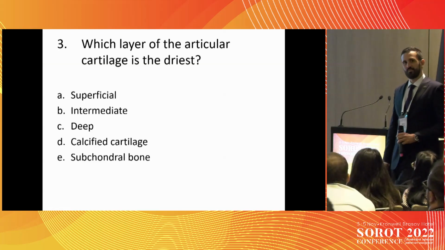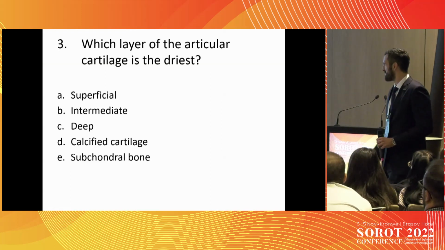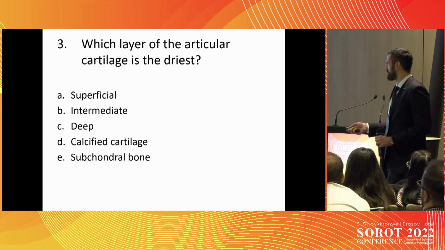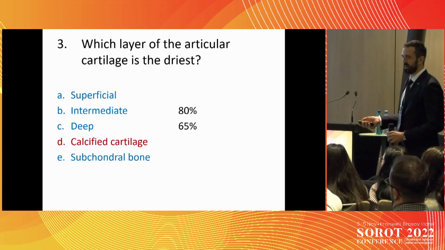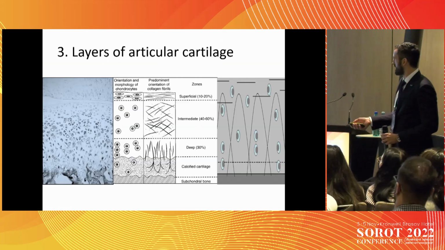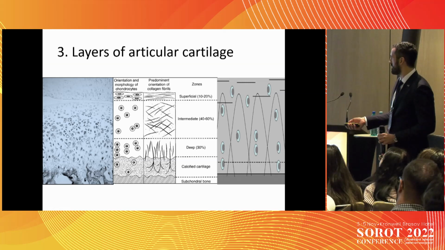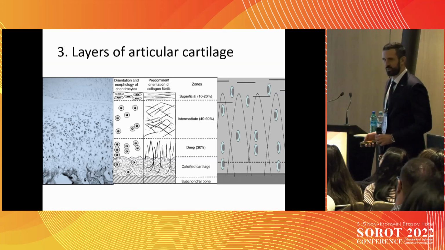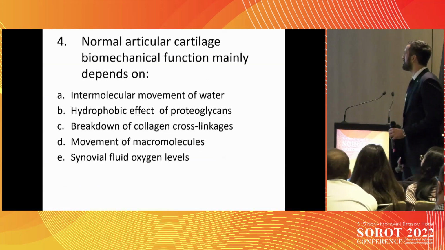Now, it's time for some harder questions. Tarek mentioned it in his presentation. Calcified cartilage is the driest level. This is the cartilage, the calcified cartilage. It's just the first one bordering the subchondral bone.